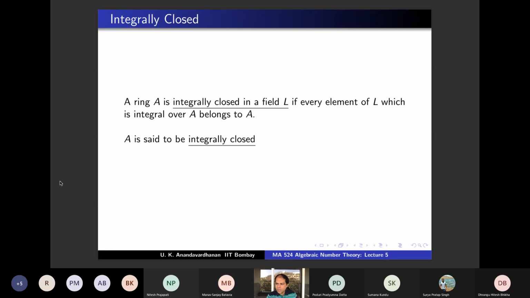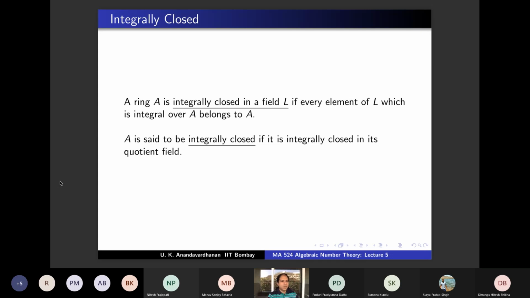In the quotient field, integrally closed. The quotient field, absolutely. So if we just say something is integrally closed and no field is mentioned, then that means it's integrally closed in its quotient field. So A is just said to be integrally closed if it is integrally closed in its quotient field. Okay, so the definitions are clear. Integrally closed in a field means the integral closure in that field coincides with A. If we don't mention the field, then the field is the quotient field.